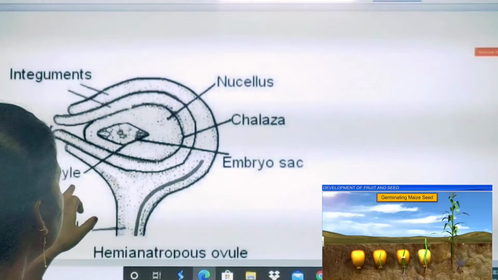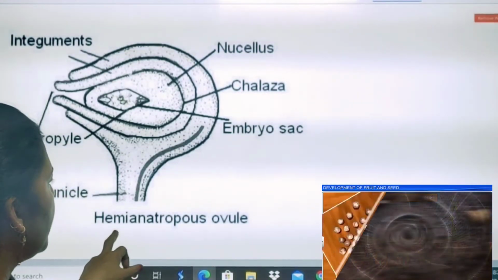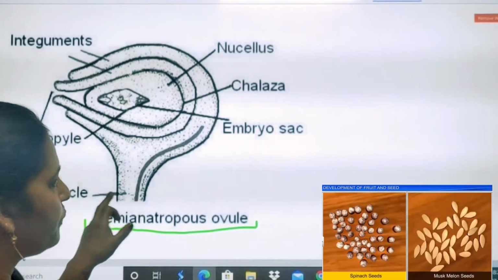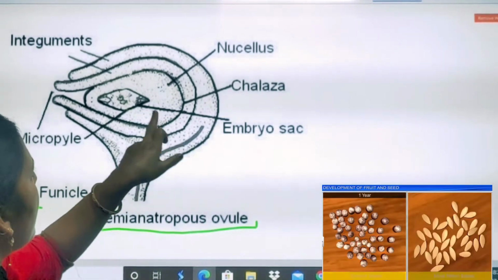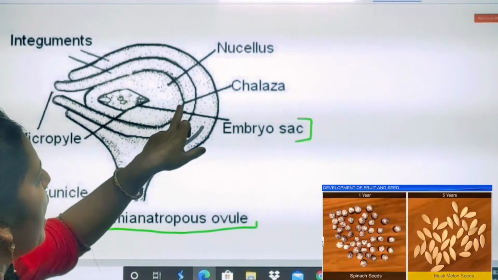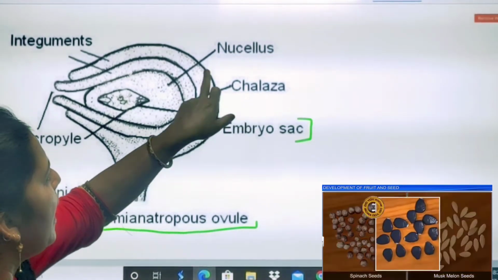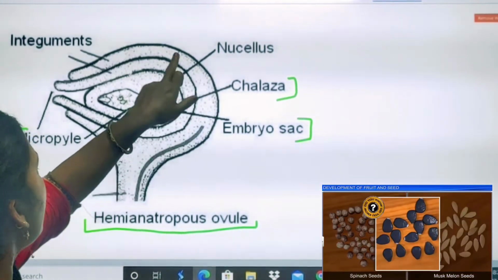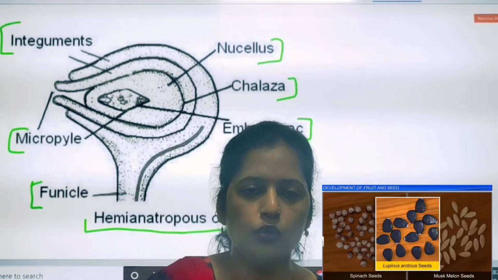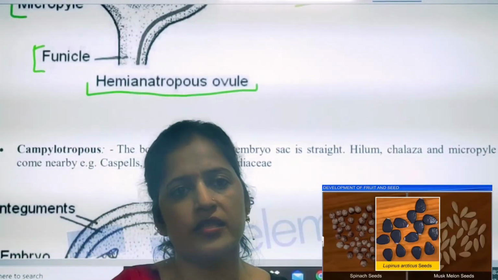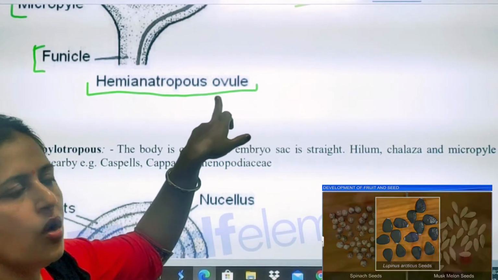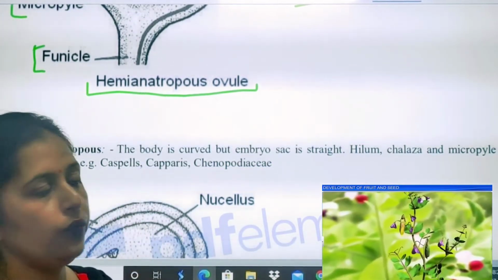Next is the diagrammatic representation of the hemianthotropous ovule. At the base, this is the funicle. Next is the embryo sac, and outside the embryo sac, this is the micropyle, and this is the chalaza, and the centermost is the nucellus, and the outermost layers are the integuments, which are two in number. The outer layer is the exine, and the inner layer is the intine. So this is the diagrammatic representation of the hemianthotropous ovule. This is the 5th type of the ovule.